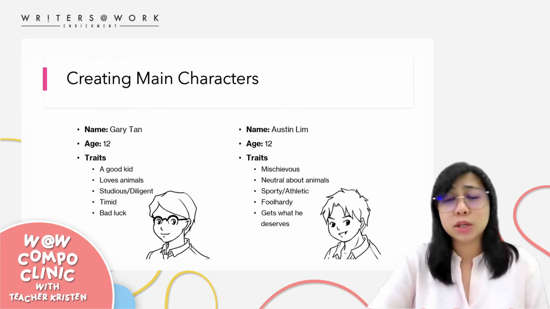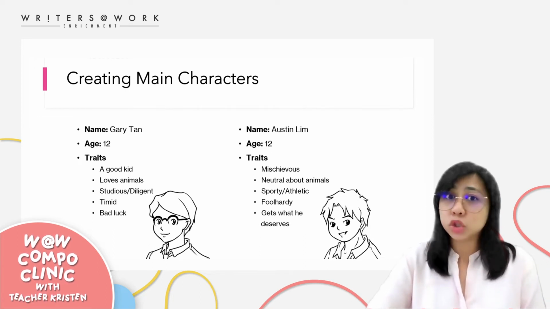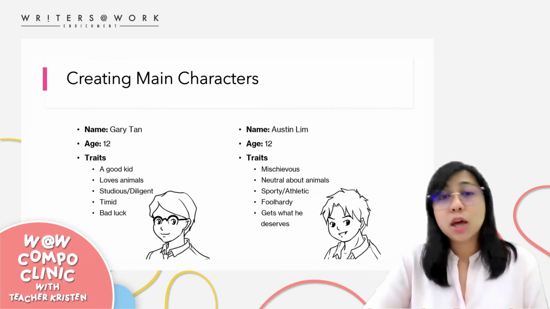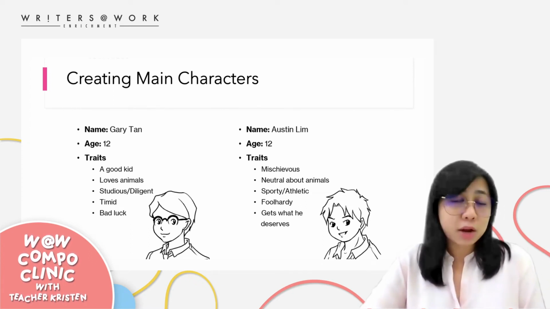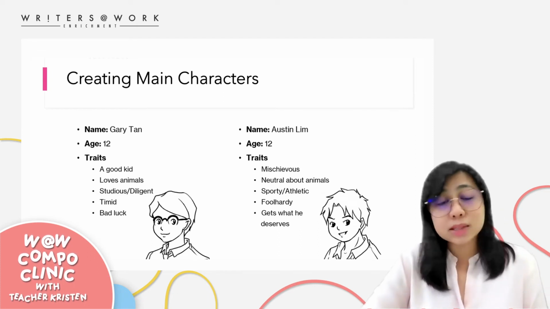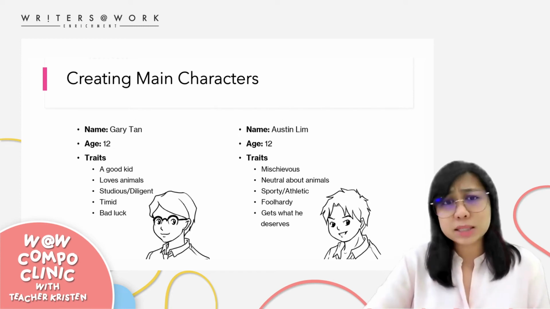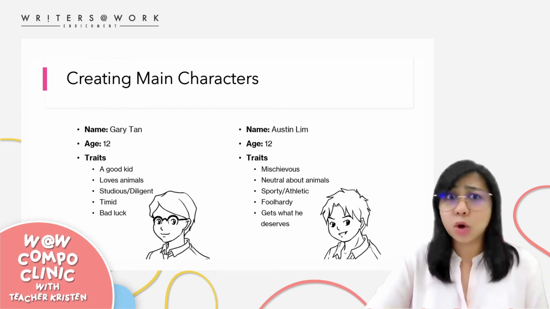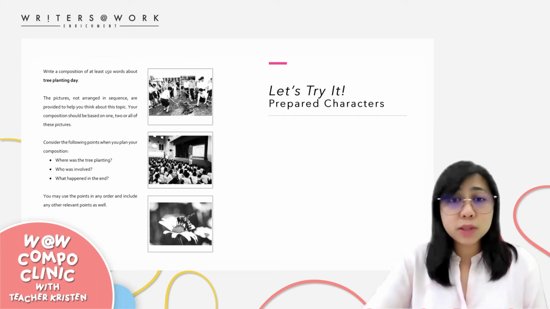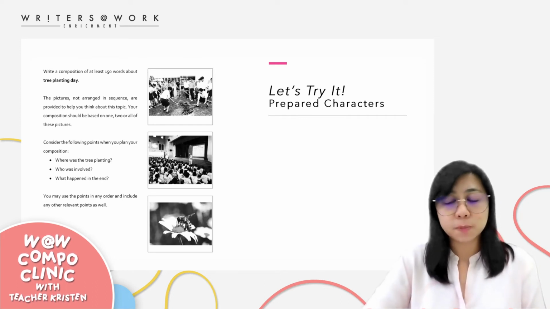Austin is a really good character to use when you're trying to show a character learning from what happens in the story. A story with a moral. Gary, on the other hand, can definitely learn from any story that he is in, but he isn't really the sort to fight or put himself forward. Let's take a look at an example of using these two characters for a composition.